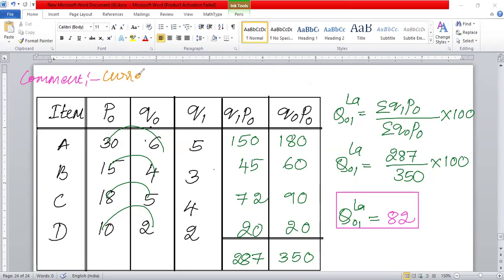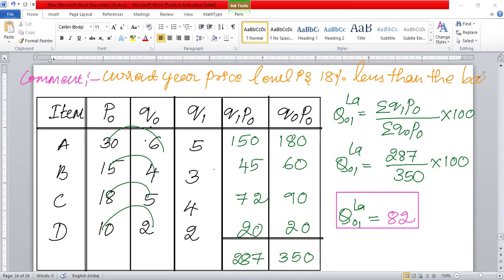Comment: current year price level is 18% less than the base year price level. Right, this is the second question to calculate the suitable index number. This type of question might also come in the 5 mark section.